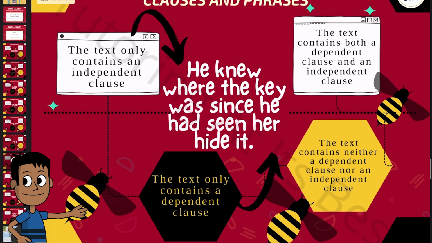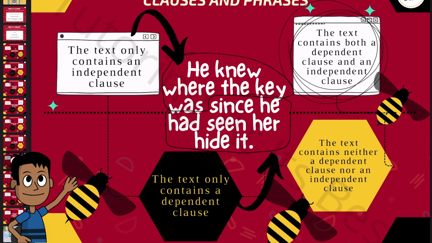Okay, moving over to the next question. He knew where the key was since he had seen her hide it. So what is this telling us? Have we got a complete thought? Well, we certainly do. And remember here, the independent clause would be that he knew where the key was. So that's the first section. That's your independent clause. We then have our dependent clause, since he had seen her hide it. So with that being said, we now know that the text contains both a dependent clause and an independent clause. And there we are.